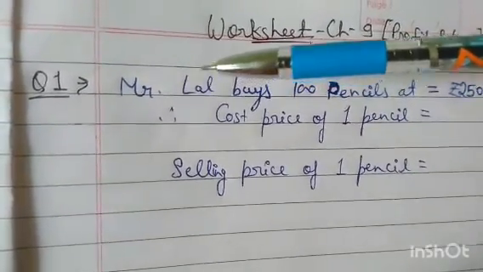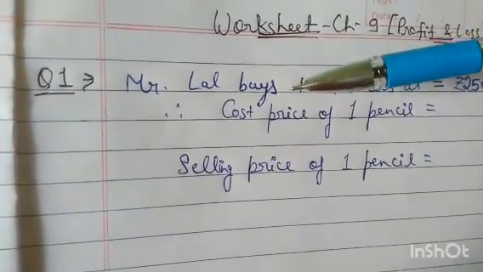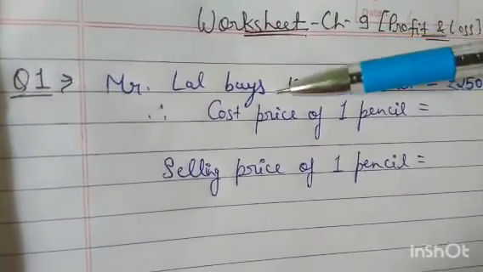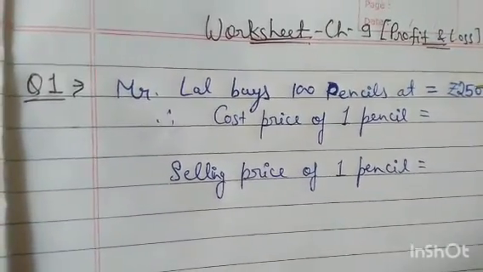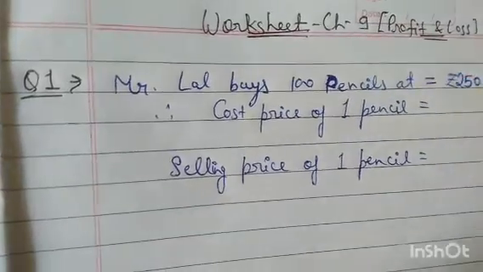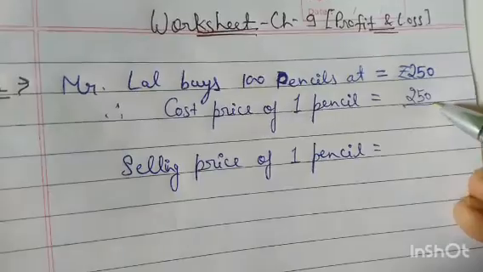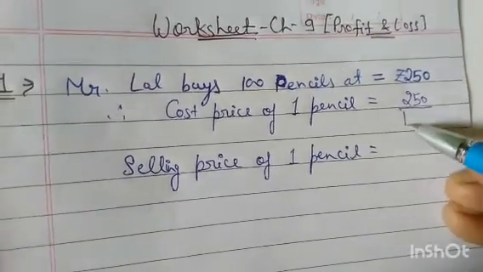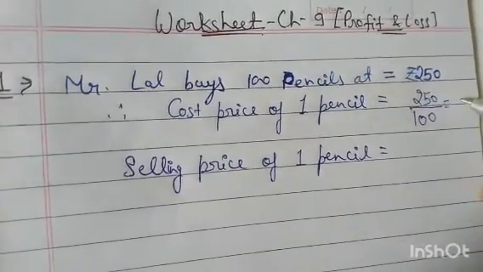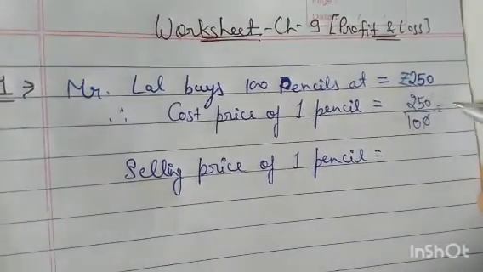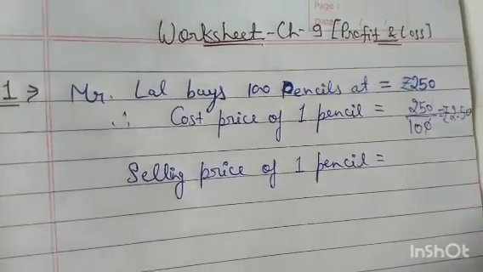Here is the question number 1. Mr. Lal buys pencil at rupees 250 per 100. So here I write a statement as Mr. Lal buys 100 pencils at rupees 250. So cost price of one pencil is equal to, how to find out it? Here rupees 250 divided by 100 pencils. You got cost of one pencil, that is 2.5. It means 2 rupees and 50 paise.